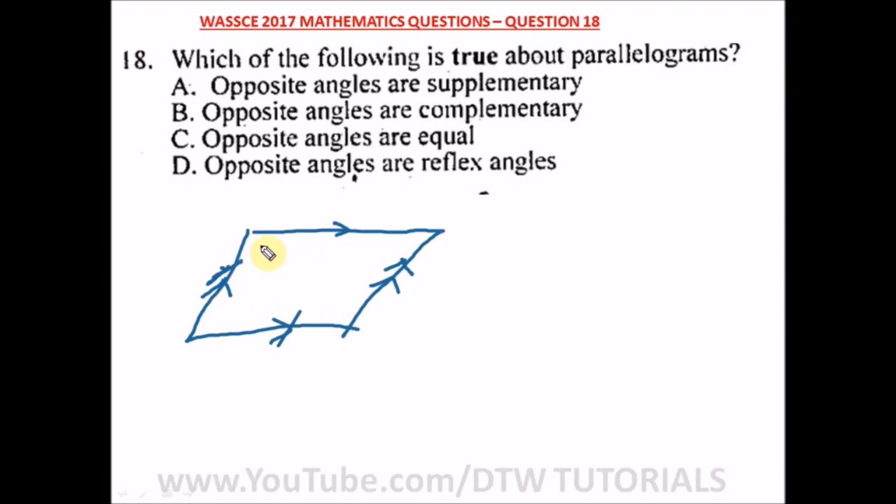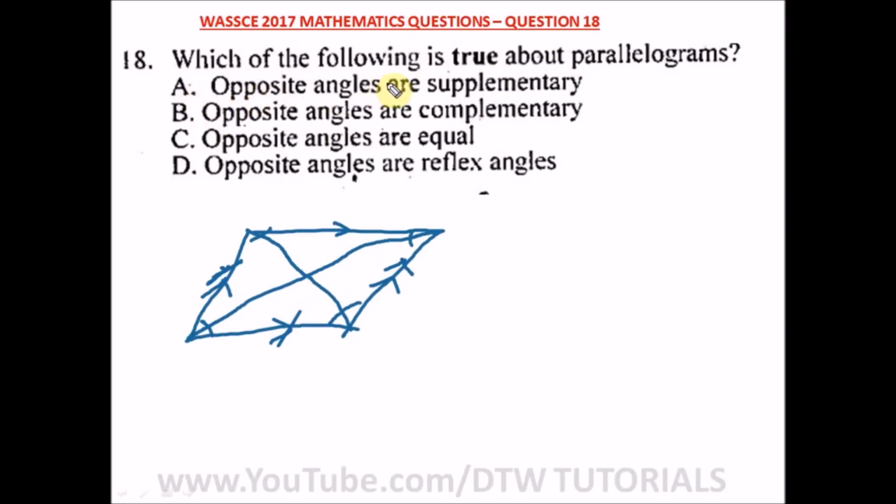And always know that the opposite angles are equal. In a parallelogram, the opposite angles are equal, and the diagonals bisect each other. Alright, so that is what a parallelogram is. So let's look at the options. From this explanation, which of the following is true?